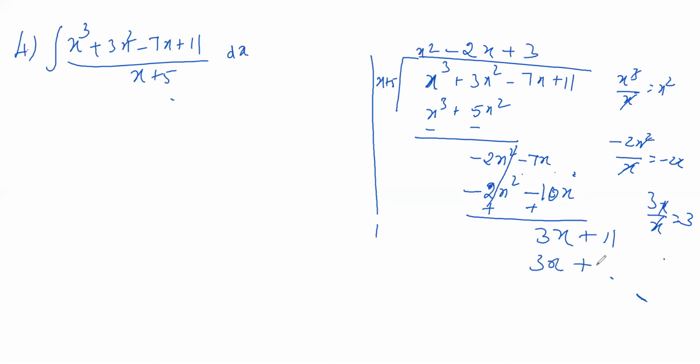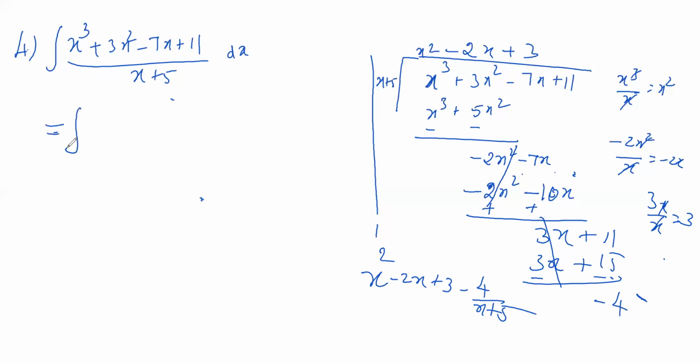So 3x plus 5, 3 fives are 15. Minus, cancel. 11 minus 15 is minus 4. Yes. So this simplification becomes x squared minus 2x plus 3 as the quotient, then minus 4 by x plus 5. Yes. Now coming to integration. That is the integral of x squared minus 2x plus 3 minus 4 by x plus 5 into dx.